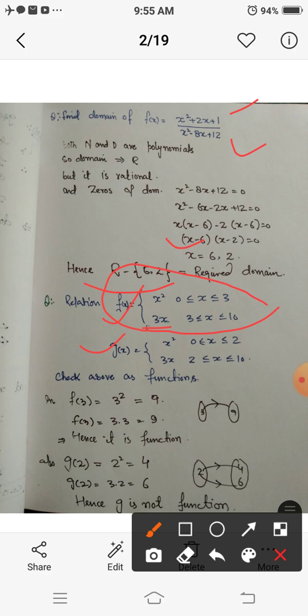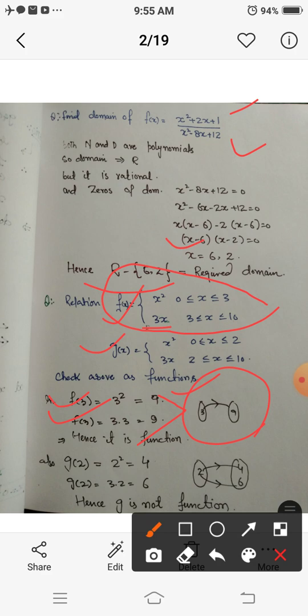Now in the first case the value is x square. When we find the value, it is 3 square, that is 9. And in the second case f of 3 is 3 into x, that is 3 into 3, which is simply 9. So in both cases 3 is related with only one point, the unique point 9. So in this case it is simply a function, because every element of the domain has a unique image in the range, in the codomain set.